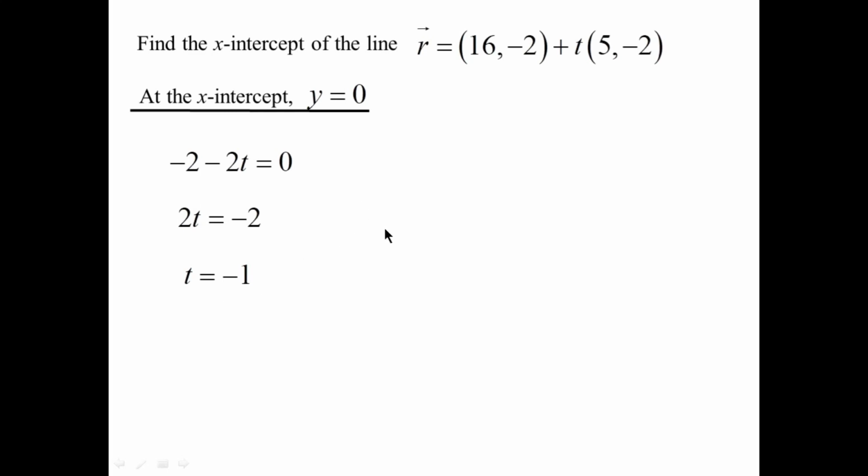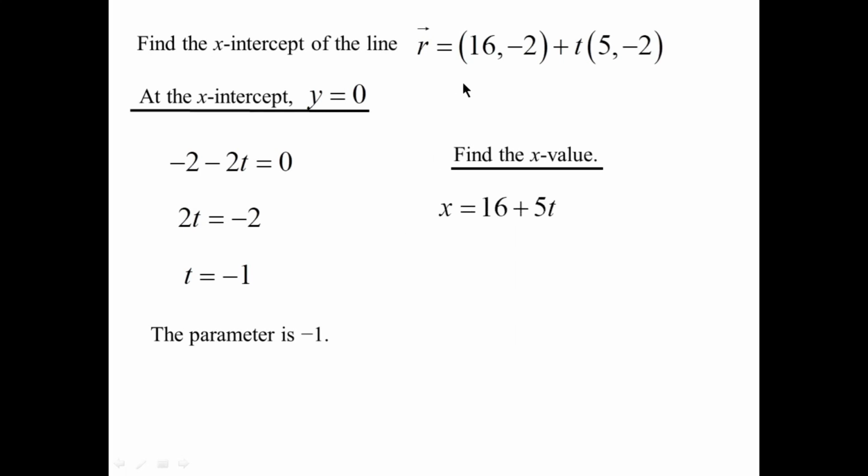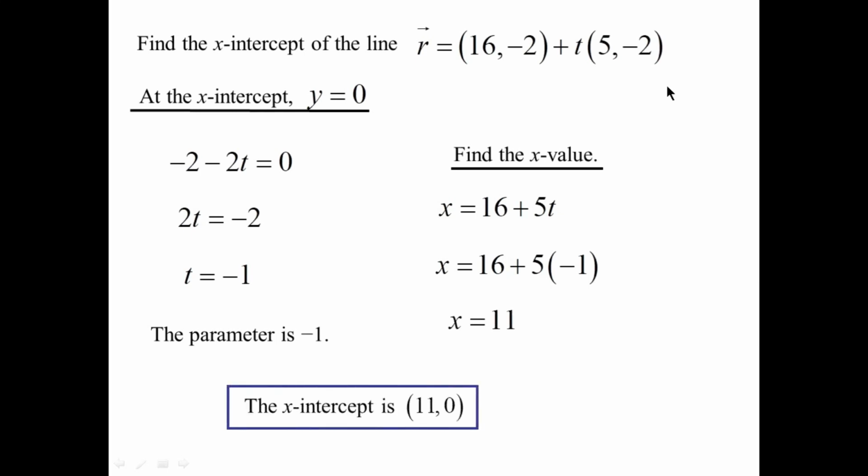Now we'll just plug it in for x. Our parameter we know is minus 1. Plug it in for x and get the x value. x equals 16 plus negative 1 times 5. And work out what x is, and we have our x-intercept.